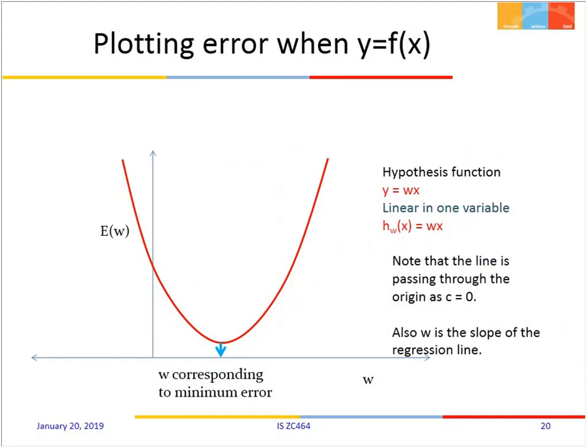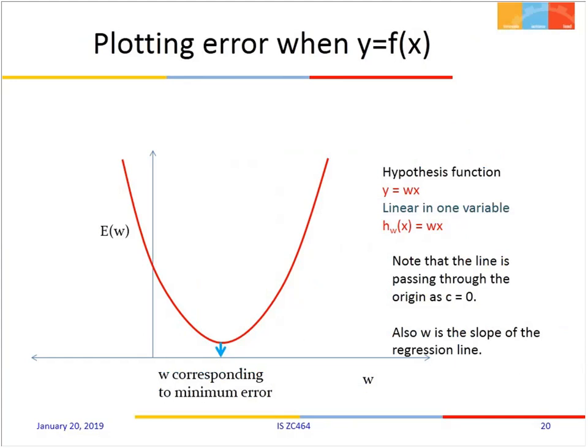So now you have seen one important thing, that there is an error which is associated, right? It is associated with one line, okay? Because if the line changes, the error will change. If your W and C changed, then the line will change.